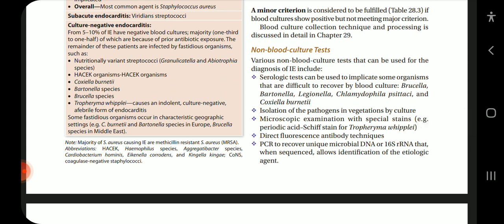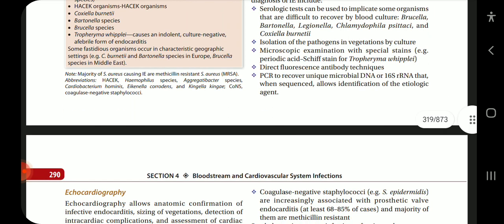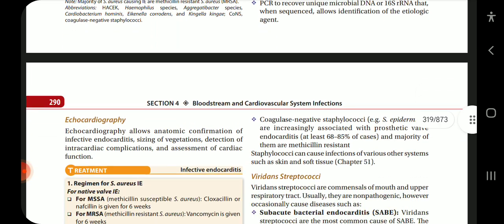Now coming on to the non-blood culture tests. Various non-blood culture tests can be used for the diagnosis of infective endocarditis, which include serologic tests that can be used to implicate organisms that are difficult to recover by blood culture, like Brucella, Bartonella, Legionella, Chlamydophila psittaci, and Coxiella burnetii. Others include isolation of the pathogens in vegetations by culture, microscopic examination with special stains, for example periodic acid-Schiff stain for Tropheryma whipplei, direct fluorescent antibody techniques, and PCR to recover unique microbial DNA or 16S rRNA that, when sequenced, allows identification of the etiologic agent.